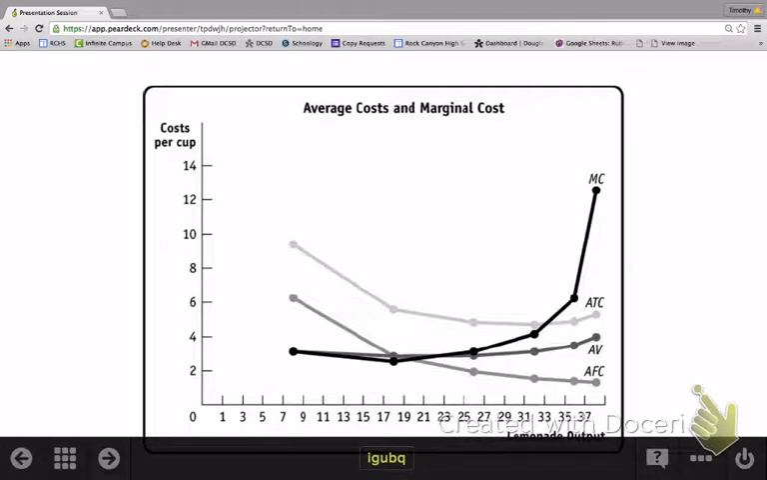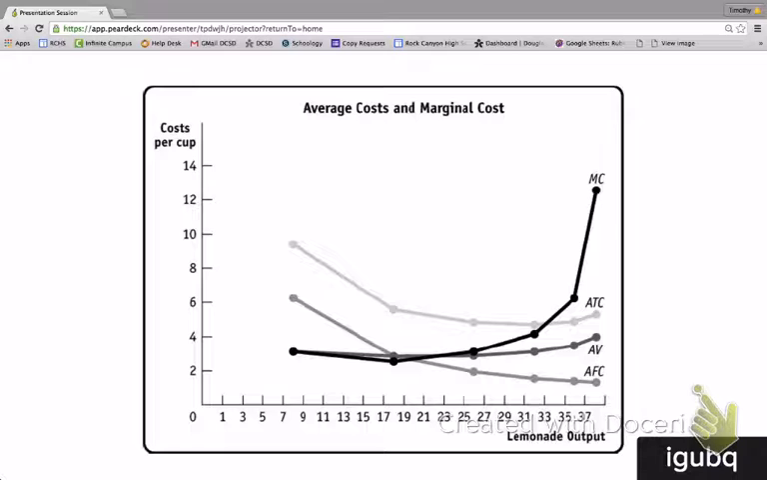So when we look at the lemonade stand, it shows that initially the marginal cost of producing lemonade falls. This period of falling marginal cost doesn't last long, and soon marginal cost rises for the rest of the range of production. Marginal cost can fall initially, as I said, due to the specialization of labor in the production function.